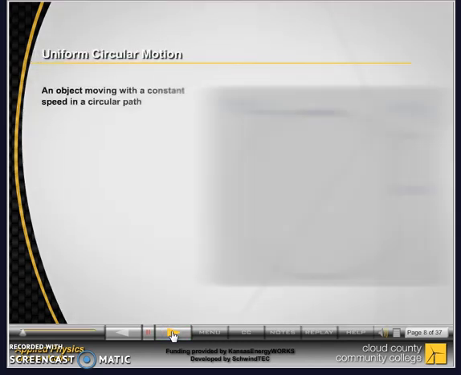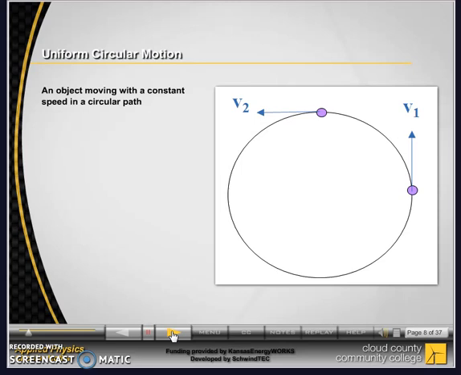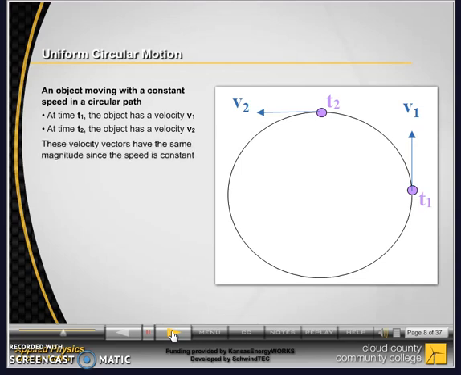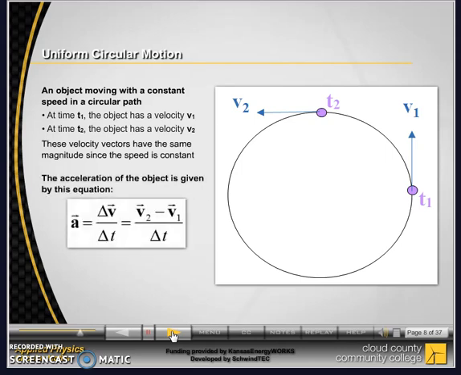Consider an object moving with a constant speed in a circular path. At time t sub 1, the object has a velocity v sub 1. At time t sub 2, the object has a velocity v sub 2. These velocity vectors have the same magnitude since the speed is constant. The acceleration of the object is given by this equation. Thus, the direction of the acceleration is the same as the direction of the velocity change.